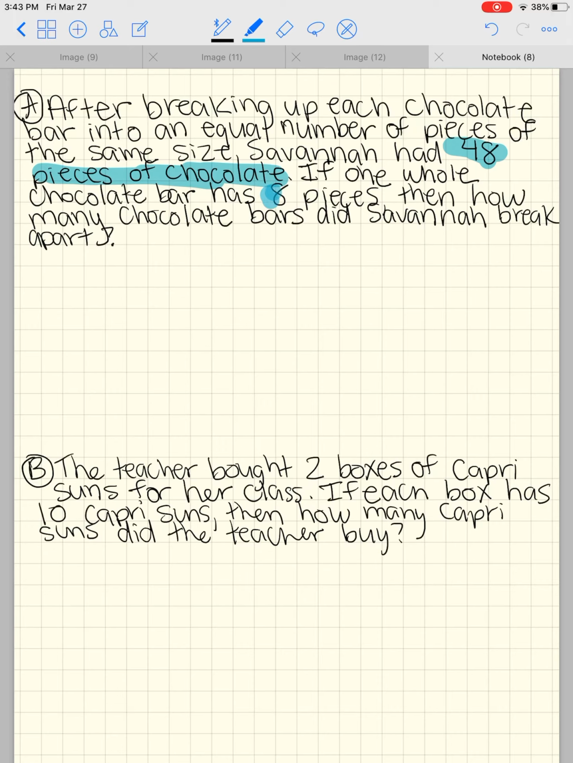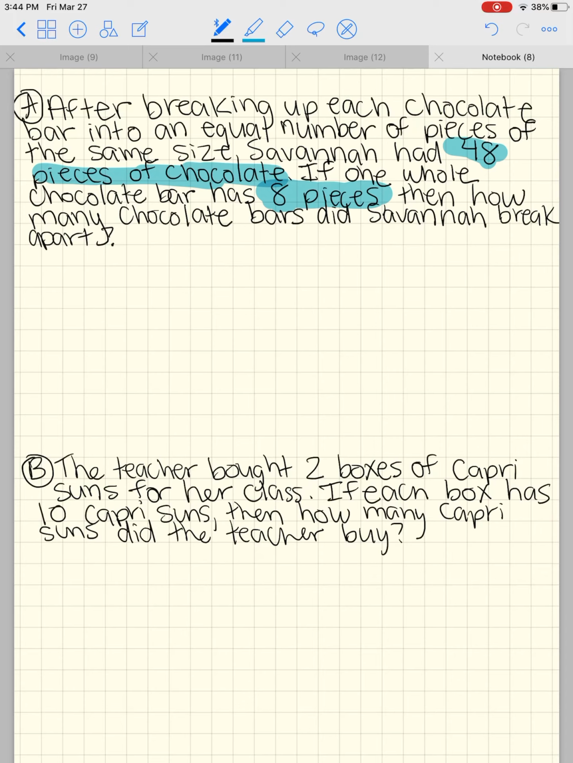And I also know that in one bar, there's 8 pieces. I know that each of my chocolate bars was broken up into 8 pieces. So I know my whole, and I know how many pieces were in each group. I don't know my number of groups.